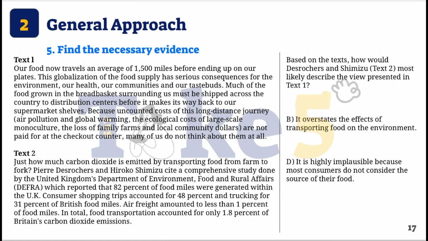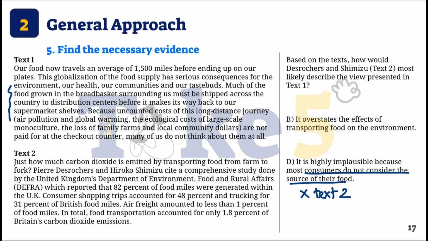D. Let's work backward to the text to identify the correct specific description of this disagreeing relationship. D mentions that consumers do not consider the source of their food. Be careful, you might remember something about people not thinking about where their food comes from, but that is in text 1. If you go back to text 2, you will find it says nothing about that idea.